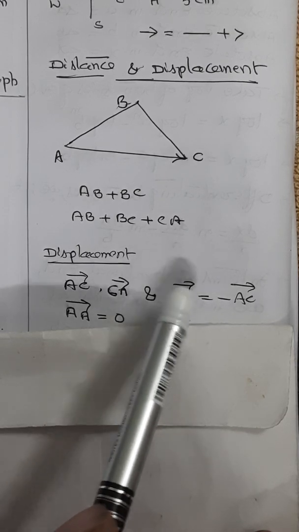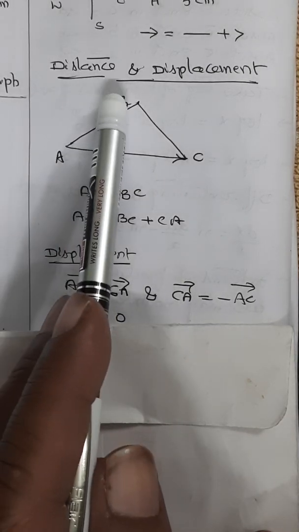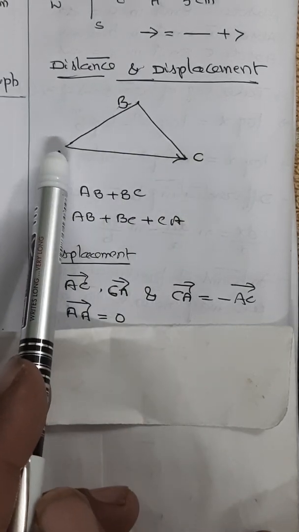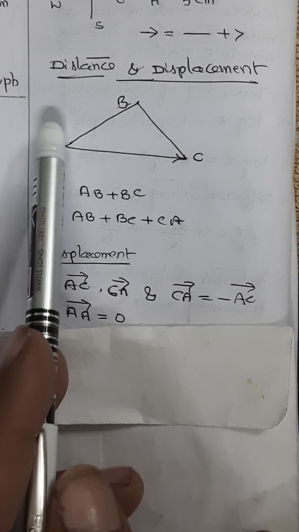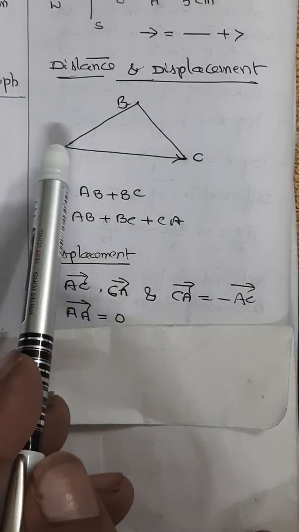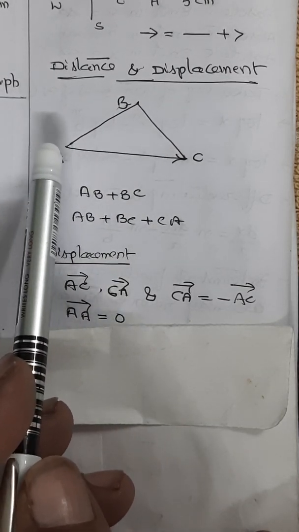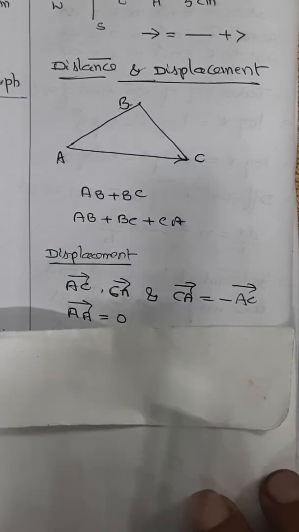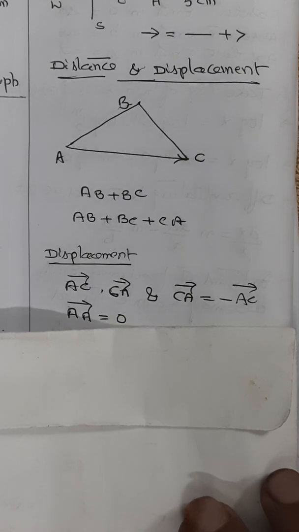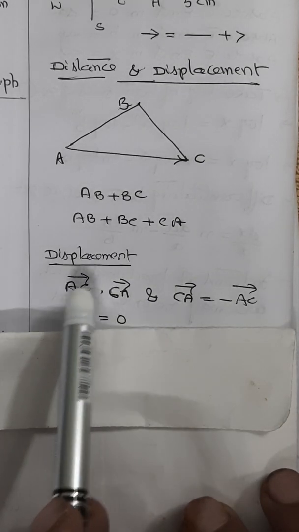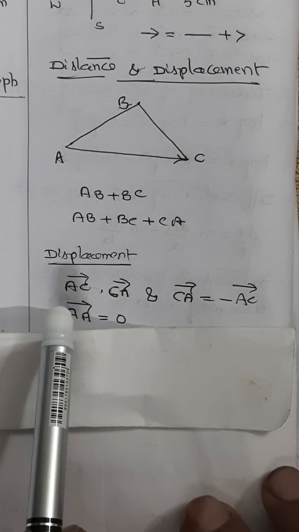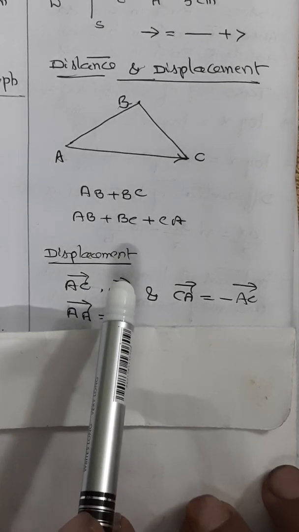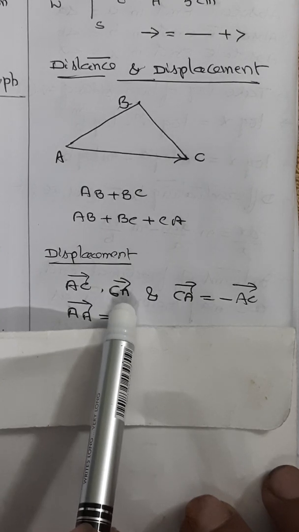So in case the object goes from A to B, B to C and C to A, the total displacement will be, that is, it started at A, ended at A. So vector AA will be 0. Now what does it mean? The displacement of an object has the unit of length. Displacement of an object in a given interval of time can be positive, 0 or negative.